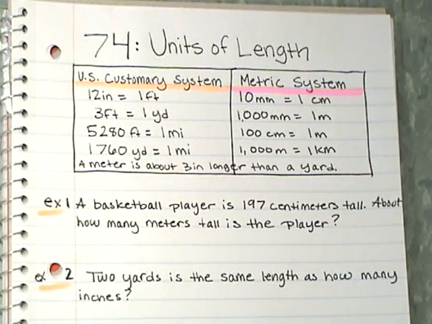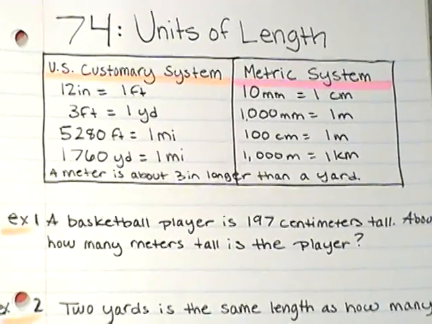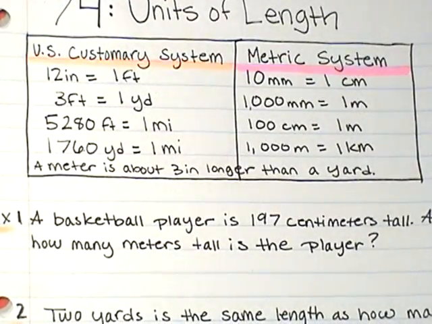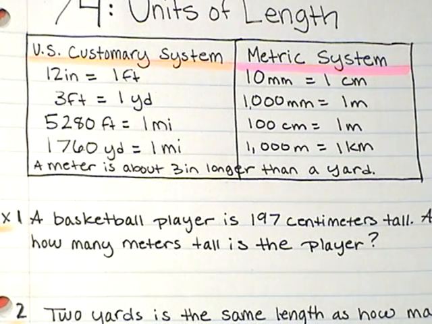So I'm going to go ahead and zoom in so you can copy these down and see them a little bit better. Okay, so we have first the U.S. customary system, where 12 inches equals 1 foot, 3 feet equal 1 yard, 5,280 feet equal 1 mile, and 1,760 yards equal 1 mile. In the metric system, 10 millimeters equals 1 centimeter, 1,000 millimeters equals 1 meter, 100 centimeters equals 1 meter, and 1,000 meters equals 1 kilometer.